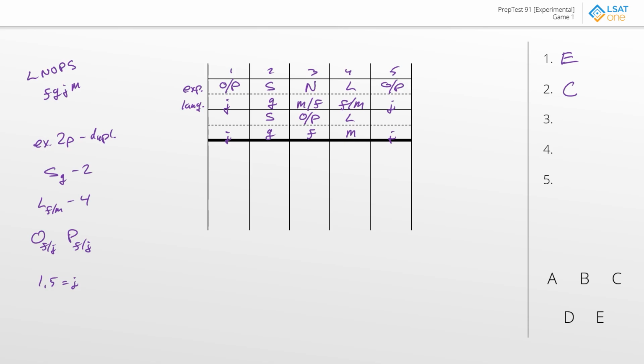O goes third, and no, because that's already N. Can we have O go fifth? And maybe O and P could arguably shuffle back and forth here, so that actually looks pretty good. Just in case, let's take a look at the other ones.